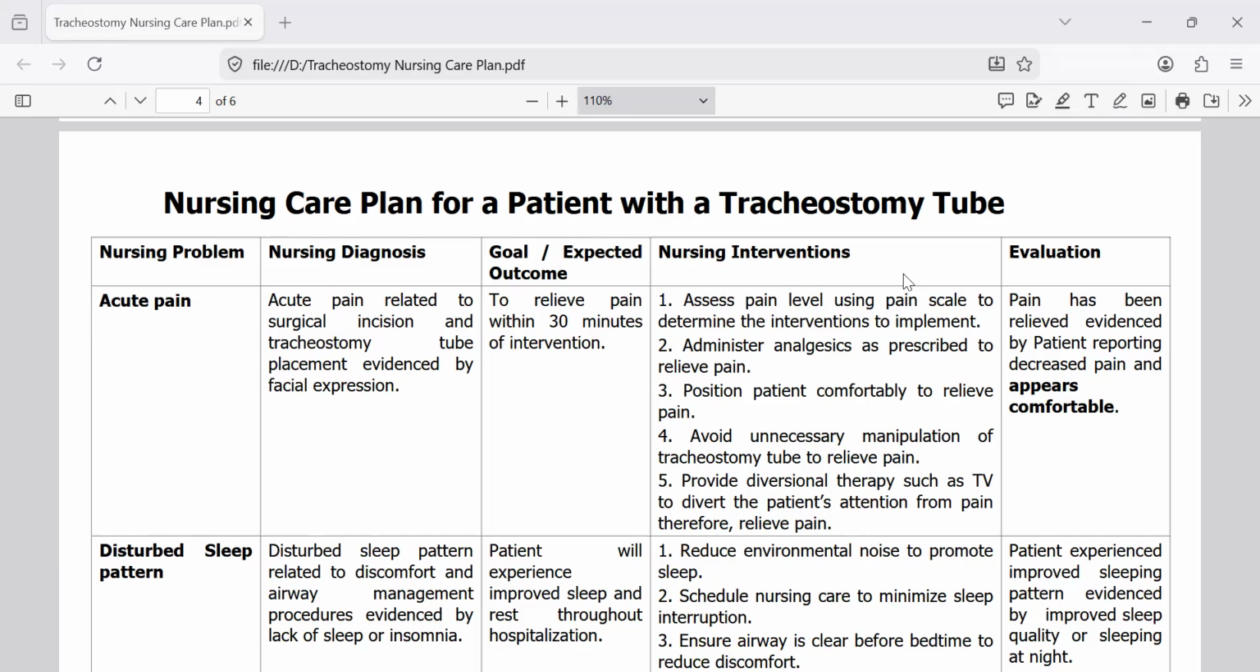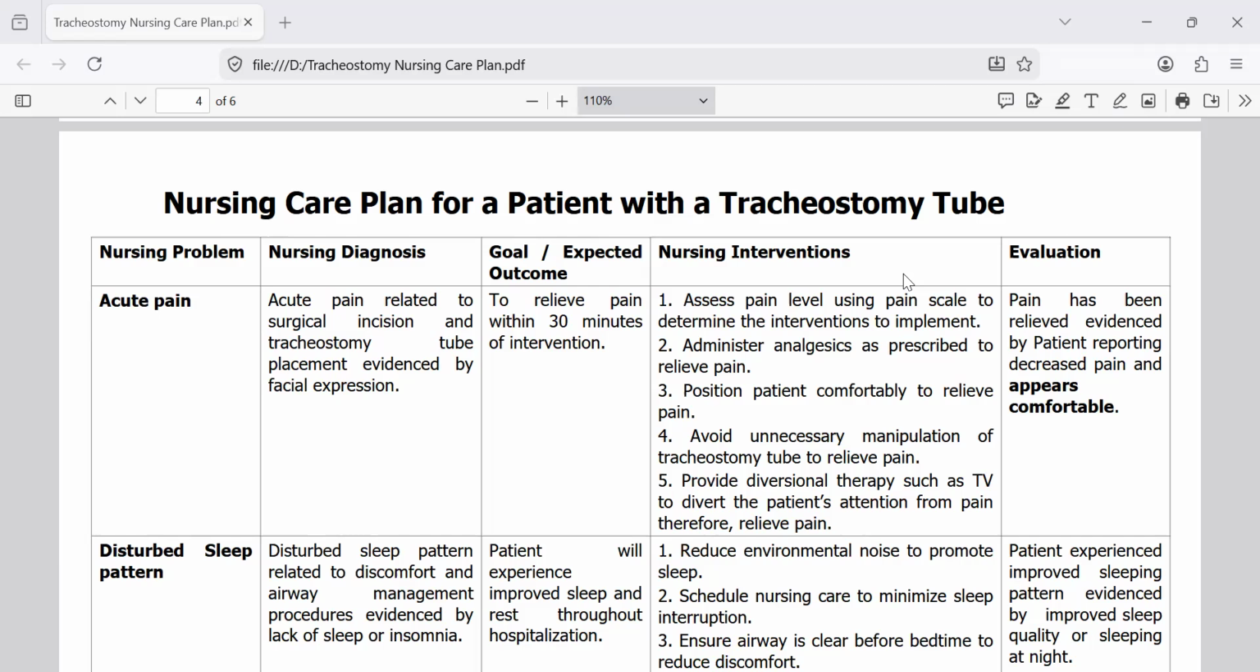This tube is a foreign material that is being placed on the neck, evidenced by the painful facial expression. It can also be through communication. Remember, the communication doesn't have to be always verbal, because the patient will not be adequately or properly speaking. If you've not seen the first video, check it out. Goal: to relieve pain within 30 minutes of my interventions.